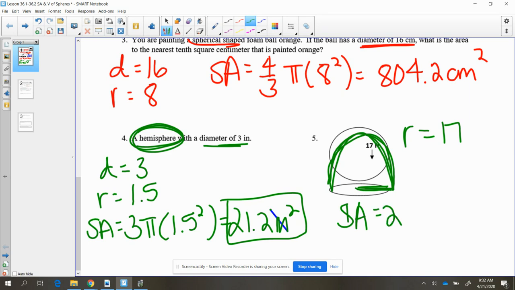Should have had a big number on this one. 3 times pi times r squared is 2,723.8. And this time we have feet squared.